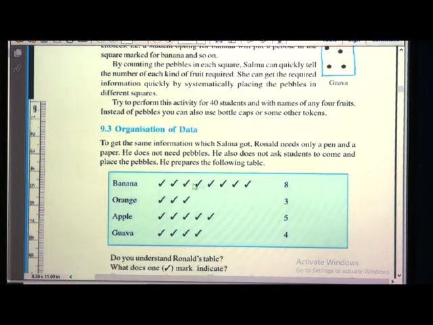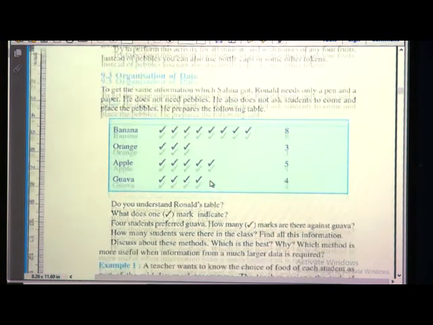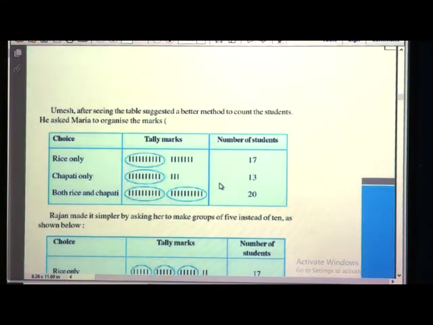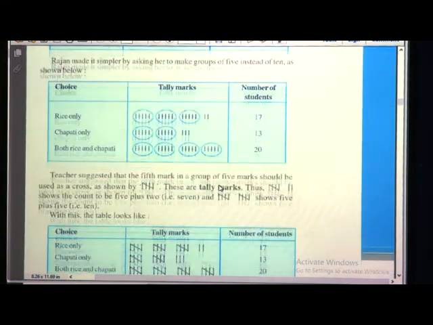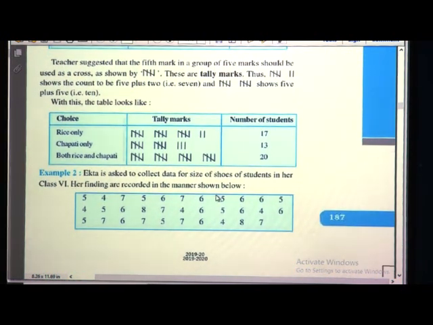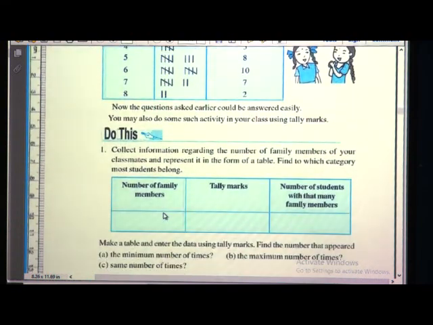Then again we have seen the tick mark method, wherein we have taken only a pen and a pencil, paper and a pencil, we have written the names of fruits, and we have just ticked above the fruits liked by the students. This is what we have seen in organization of data. Then we have seen the examples. Then after completing this, we came to know about tally marks. The teacher told that there is also another method. Instead of drawing the lines directly, we can use tally marks for representation of data. So we have seen about tally marks.